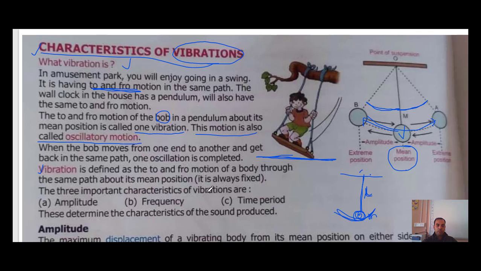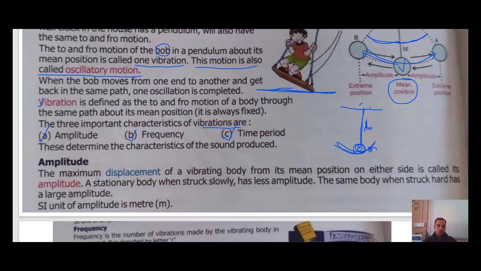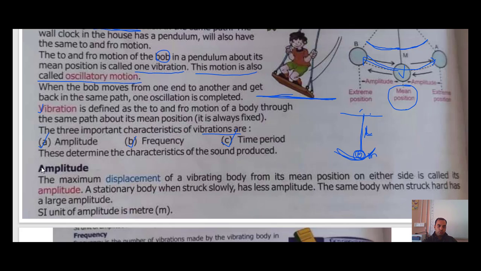Now the three important characteristics of vibration. In vibration there are three important characteristics, which are very, very important. First one is amplitude, second one is frequency, third one is time period. These three characteristics determine the characteristics of the sound produced. The sound produced depends on amplitude, frequency and time period.